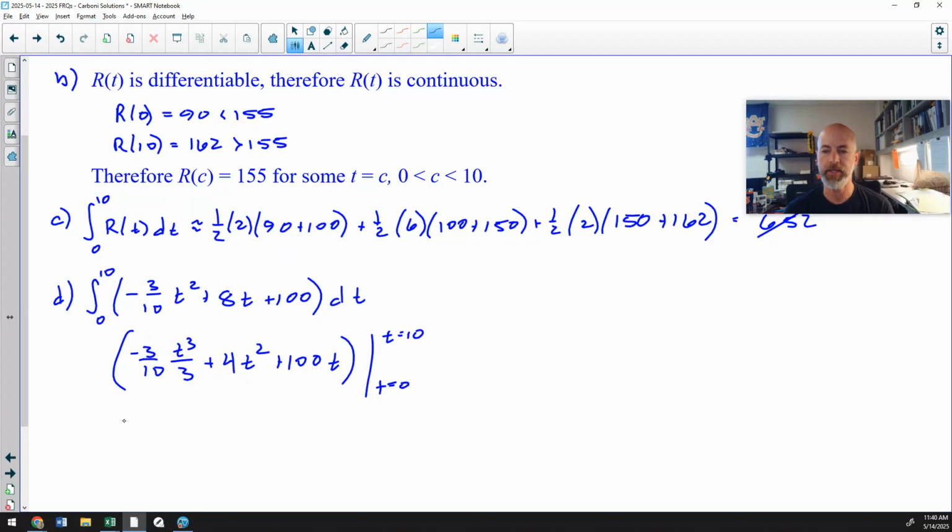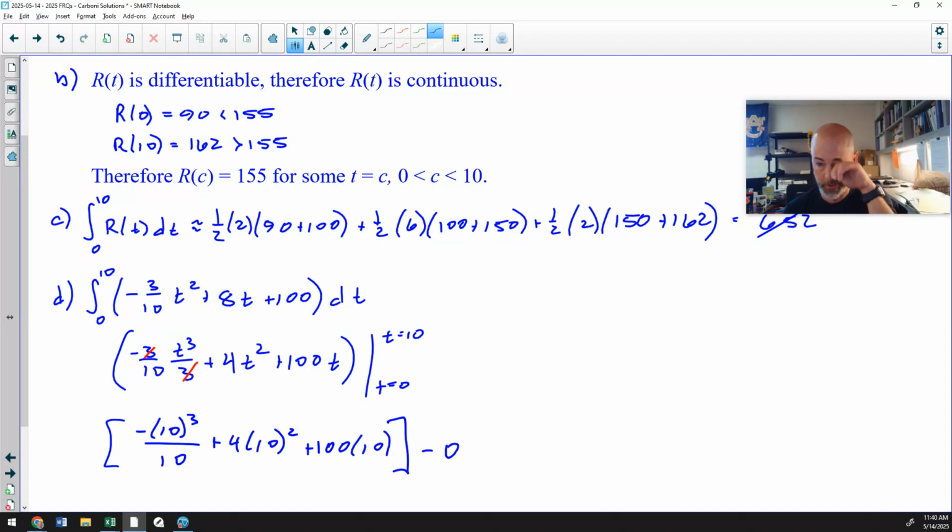And that's going to give me, I'm going to go ahead and divide these 3's out. Those will cancel. So that will be negative 10 cubed, I'm going to write it like this, negative 10 cubed over 10, plus 4 times 10 squared plus 100 times 10. And then when you plug in 0, that will return all zeros. And that is an acceptable final answer.